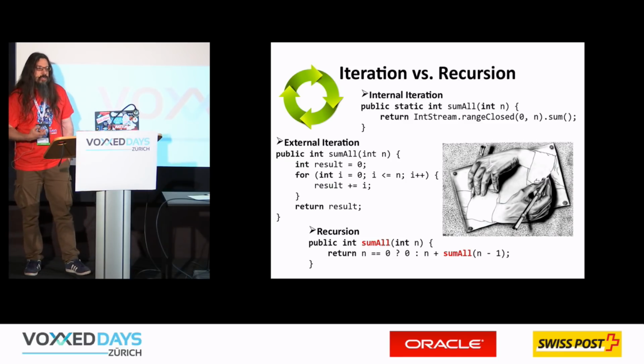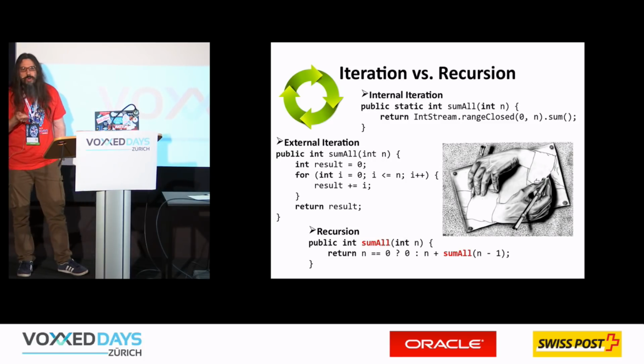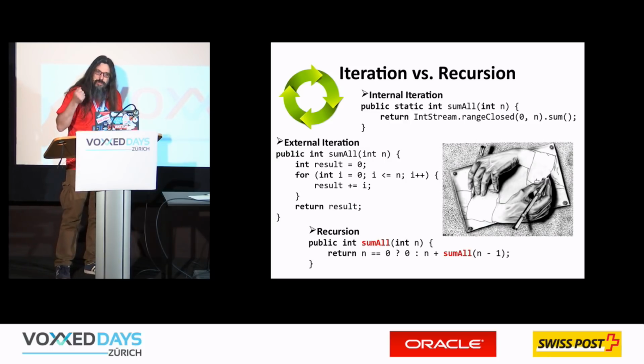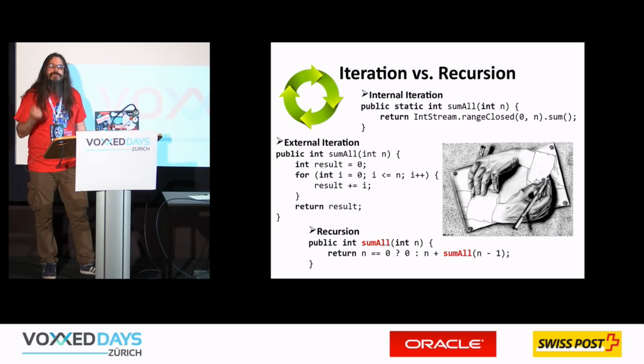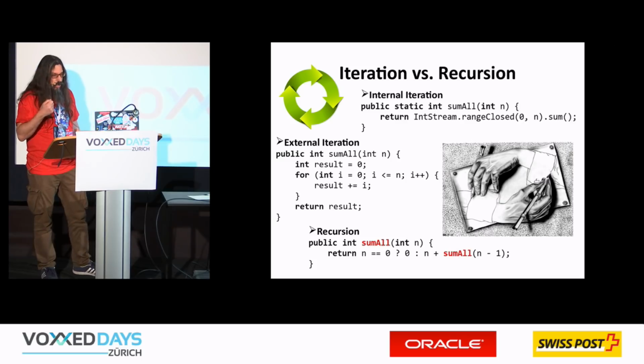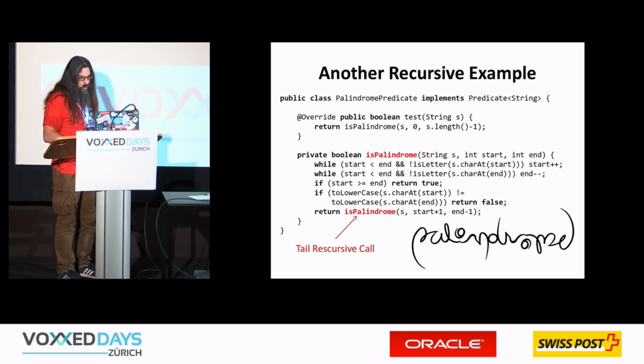The third way to do this is not iterating, but recursing. So this small method that sums all the numbers from 0 to n, you see, recursively calls itself. Recursion is very elegant, and in many cases, it's the preferred functional way of doing things.